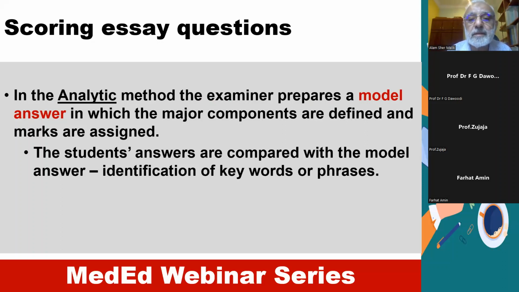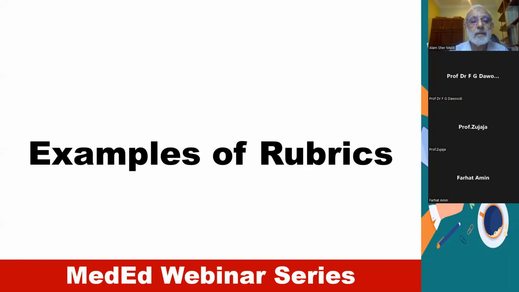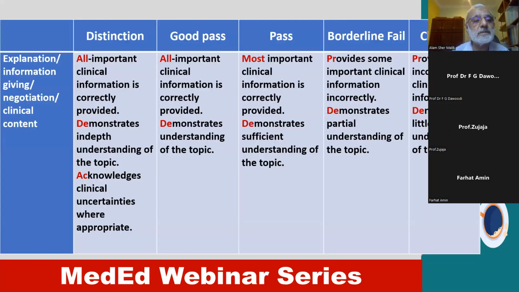And in the analytic method, the examiner prepares a model answer in which the major components are defined and marks are assigned. So there is a clear-cut marking scheme, and that can be applied only in restricted response questions. The students' answers are compared with the model answer, like identification of keywords or phrases. Here are some examples of rubrics as they play a very important role in scoring the essay type of questions.